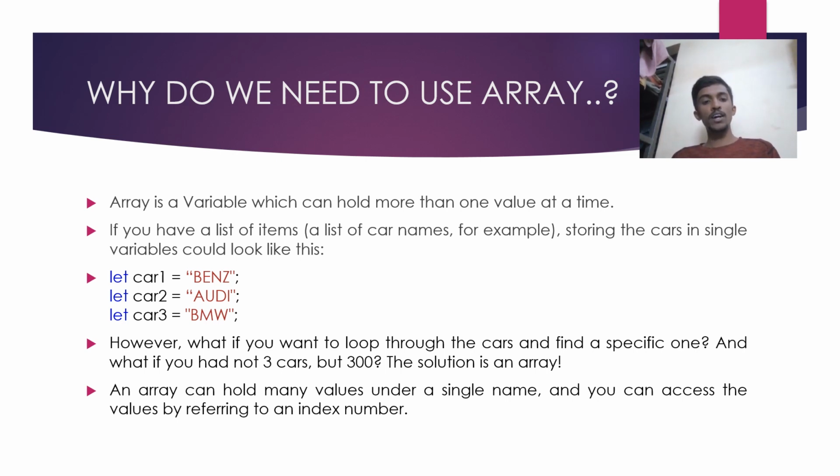So here we have 3 cars, so it looks quite easy. But if you have 300 cars, at that time what do we need to do? At that time we can go through this concept of array. An array can hold many values under a single name. So that's what I am telling. See here, three cars are there, so I can easily identify three cars. Suppose if I have 100 or 300 cars, then how can I get the required car at a time? For that we can go through this array concept.